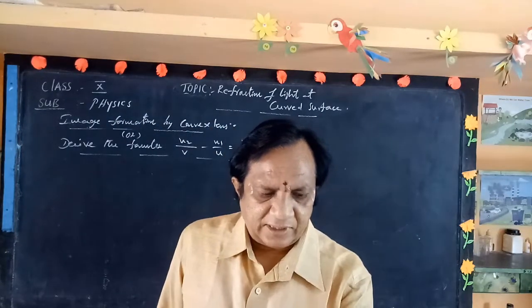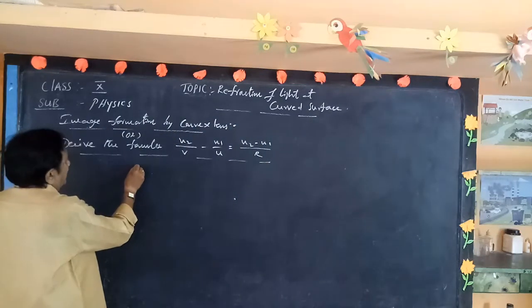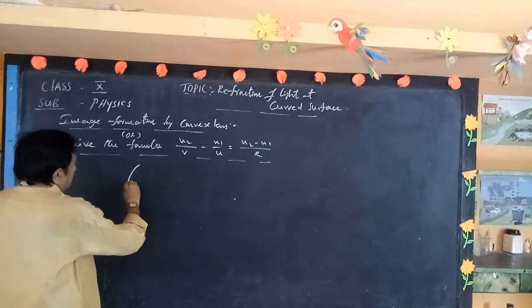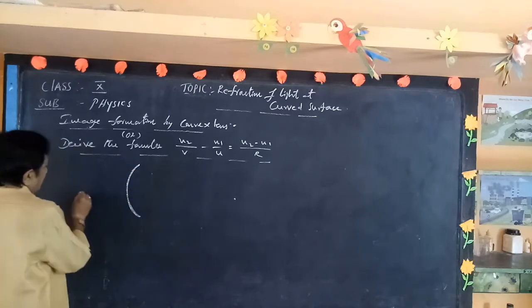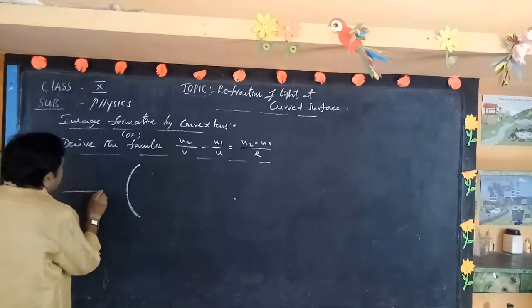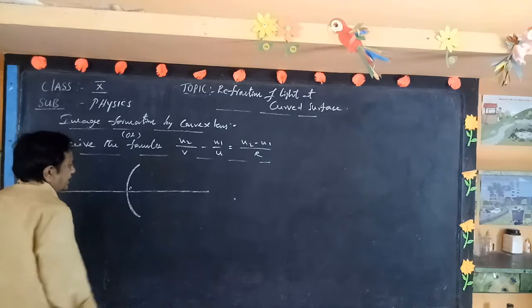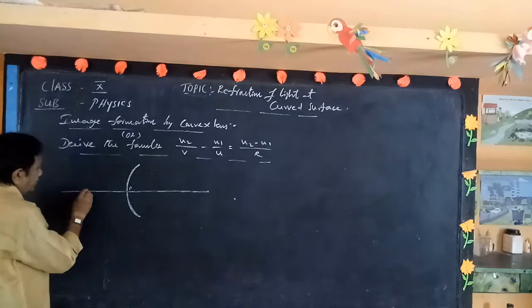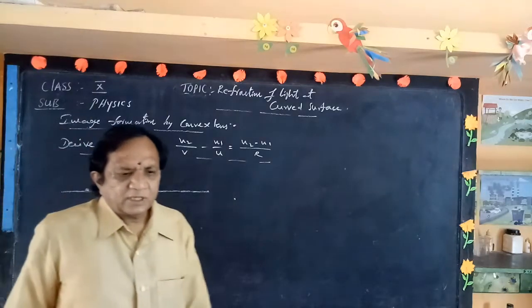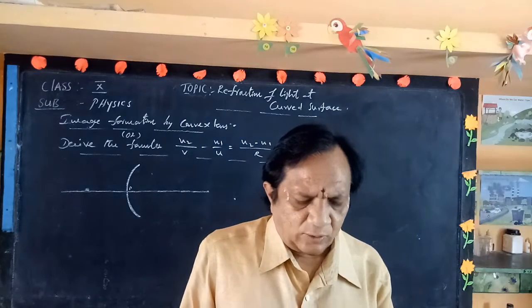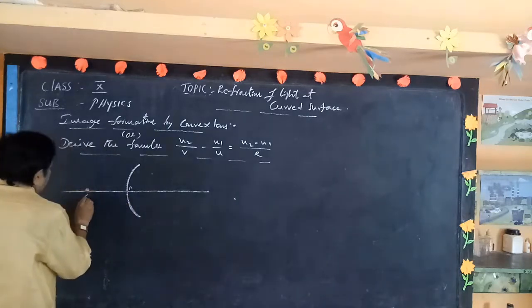Now, for considering this, first I have to consider one convex lens. This is the convex lens, and we draw the principal axis. This is the principal axis. This is the optic center. Here we have to place an object. A point-size object is placed, and that is called O.